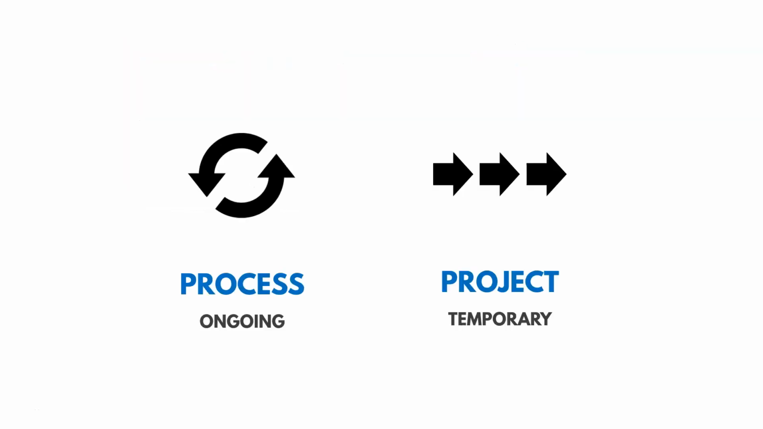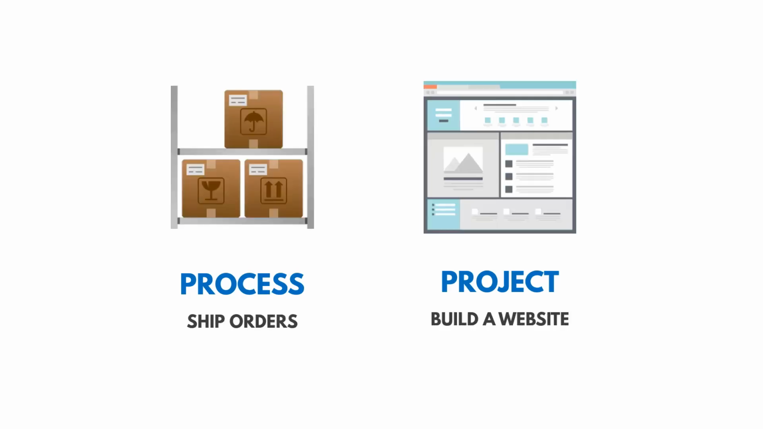Now, what's important here at the start is to distinguish between a process and a project. A process is ongoing. We pretty much do it the same way all the time. And a project is temporary. It's going to have a start and a finish. Okay? A process might be to ship orders. It's pretty much done the same way all the time. And a project is going to be temporary, maybe like building a website. We're not going to build a new website every day. It's going to be rare. We might make updates to it periodically, but we classify that as a project. And we handle these in different ways.